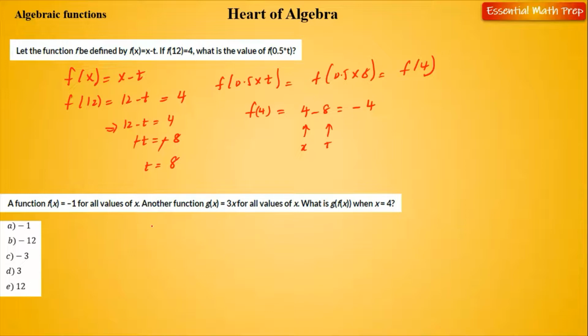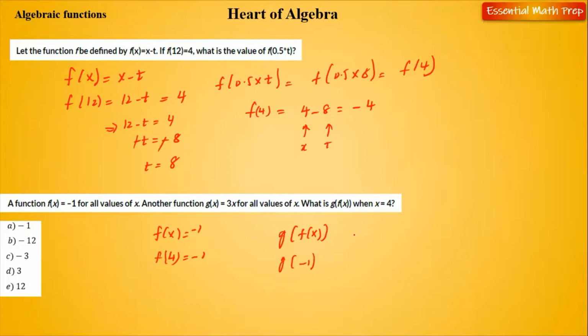The function f of x equals negative 1 for all values of x. Another function g of x equals 3x for all values of x. What is g of f of x? Okay, we know that irrespective of what the value of x is, f of x is negative 1. That means f of 4 is also equal to negative 1, because it says clearly that for all values of x, f of x is negative 1, right? So what is g of f of x? Which is the same as g of negative 1, right?